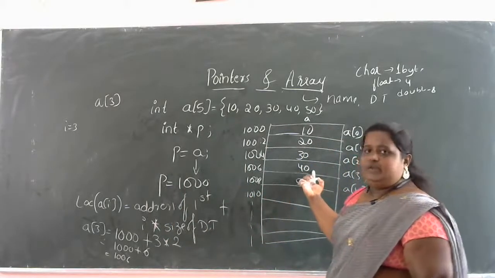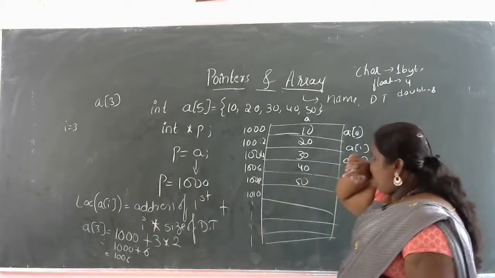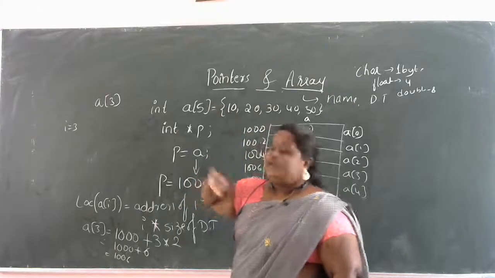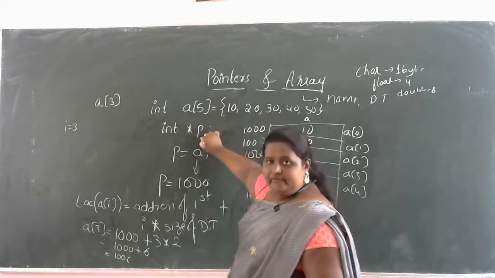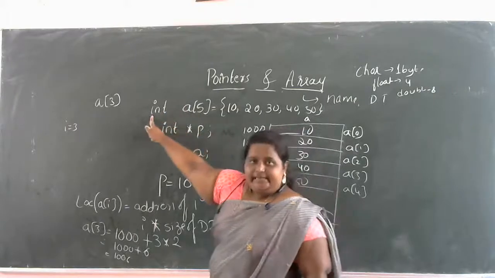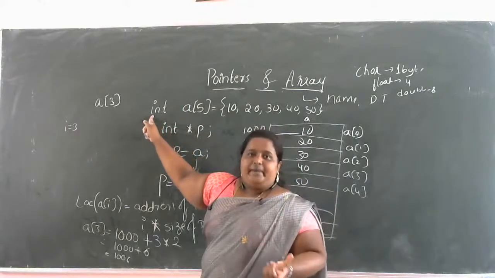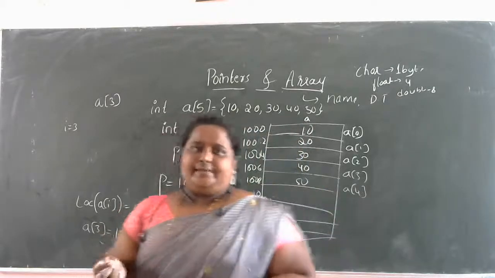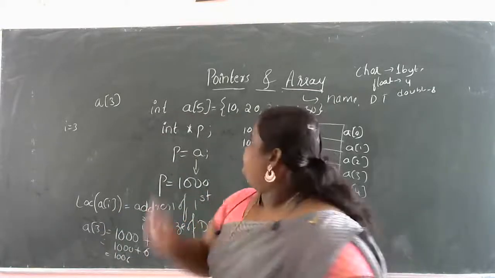Okay, next, one more important point is you have to declare the variable and the pointer variable with the same data type. The data type in which you declare your variable must be used to declare the pointer variable as well.